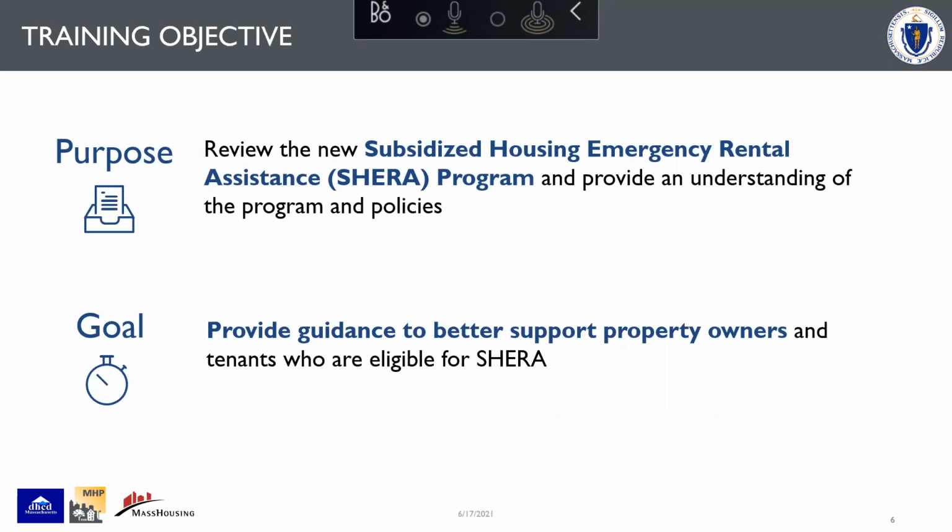So our goal today is to provide you with an understanding of SHERA, both the program and its policies, and provide better support for property owners and residents that are eligible for SHERA as they apply for assistance.